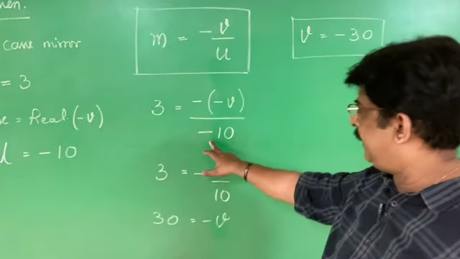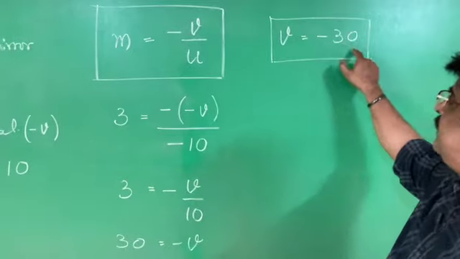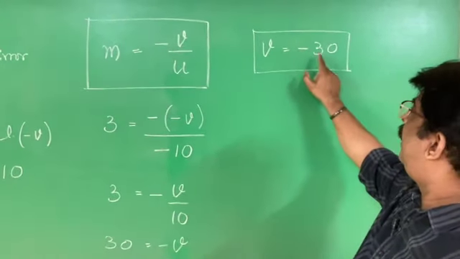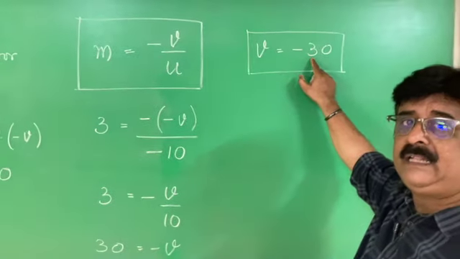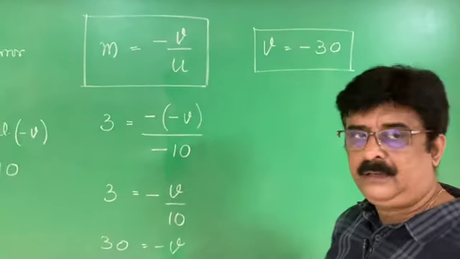That is minus 30. Then you have to simplify. The answer is V is equal to minus 30. What does it mean? Minus means it is a real image. How far from the pole of the mirror? 30 centimeter away from the pole of the mirror. That is the answer for this particular question.